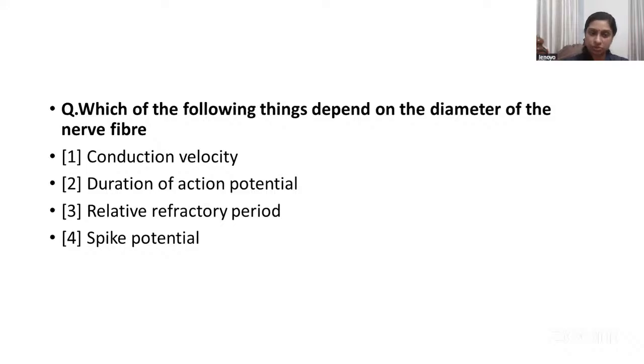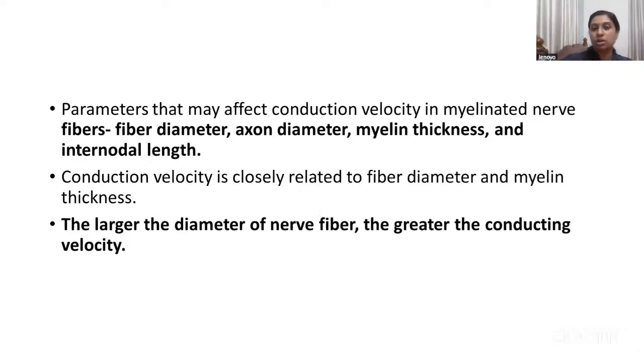Which of them is dependent on the diameter of the nerve fiber? It's the conduction velocity. The factors which affect the conduction velocity in myelinated nerve fibers are fiber diameter, axon diameter, myelin thickness, as well as the internodal length. Usually the conduction velocity is closely related to the fiber diameter and the myelin thickness.